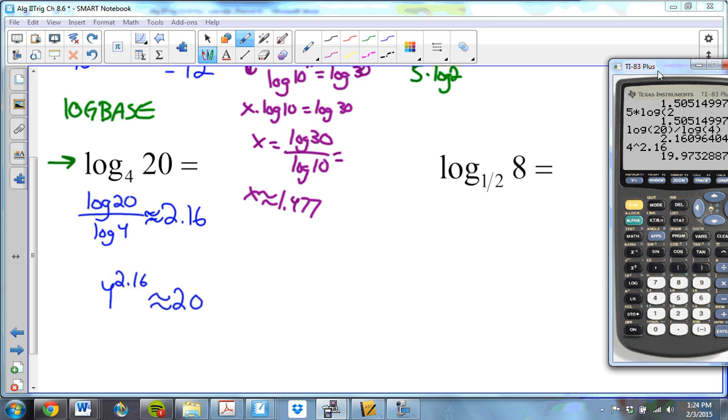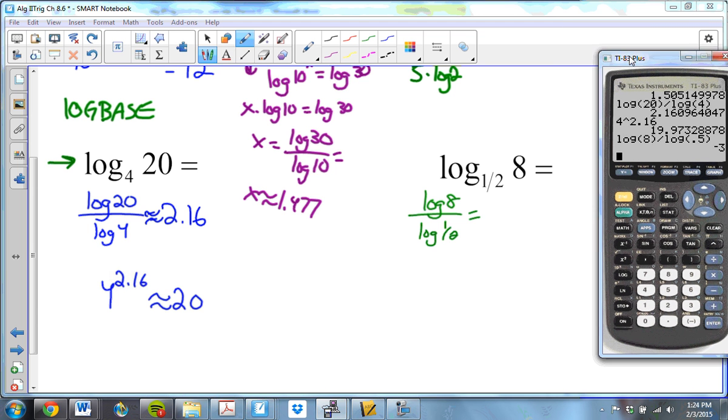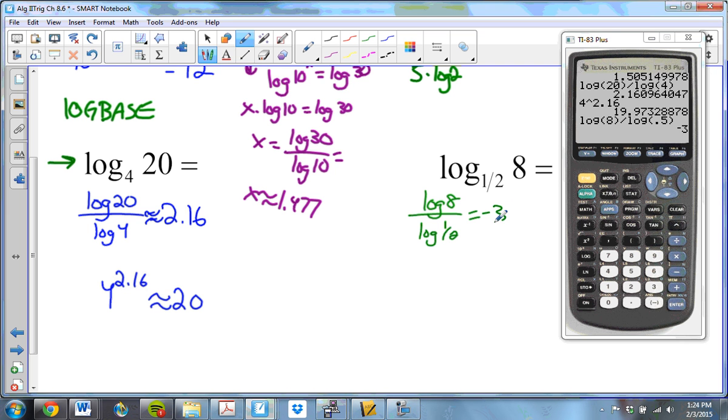Finally, log base half of 8. This is a problem that we could do without a calculator by common base. But with a calculator, it's just log of 8 divided by the log of a half. Negative 3, because 1/2 to the negative 3 equals 8 in exponential form. So the change of base formula can do all kinds of useful things.